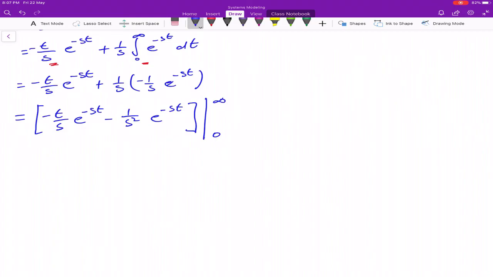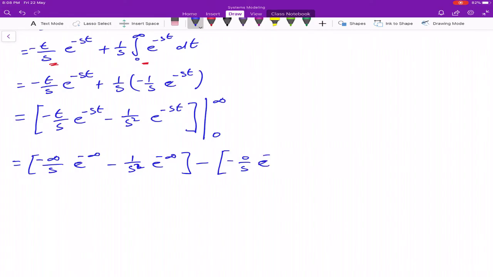So let's do the evaluation. For the upper limit, t goes to infinity, we're going to have minus infinity over s e to the minus s times t, whereby t is infinity, e to the minus infinity, minus 1 over s squared, again times e to the minus infinity, minus the lower limit, we're going to have minus 0 over s e to the minus 0 minus 1 over s squared e to the 0.